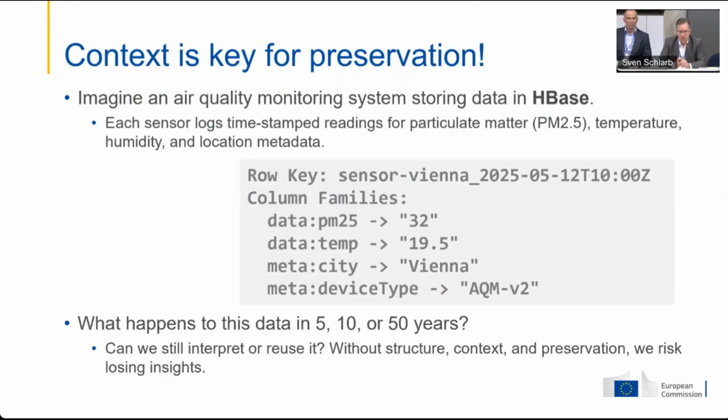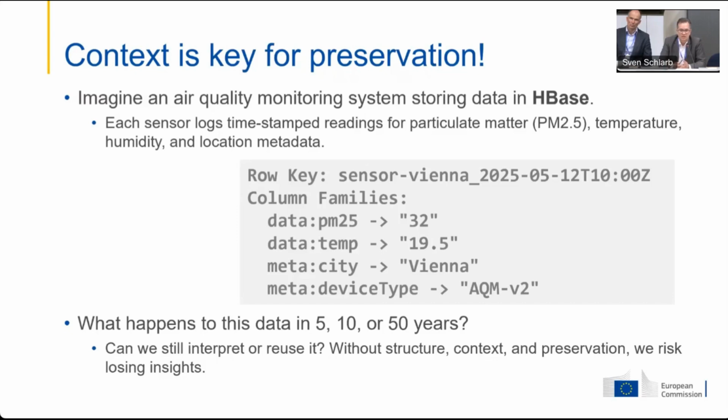On the one side, there is context, which is key for preservation. Just as one example, environment data might be very important in the future because people want to know how we messed up the climate nowadays. So imagine an air quality monitoring system storing data in HBase, and we have sensors that log timestamped readings for particulate matter, temperature, humidity, and location metadata. And you have that in HBase.